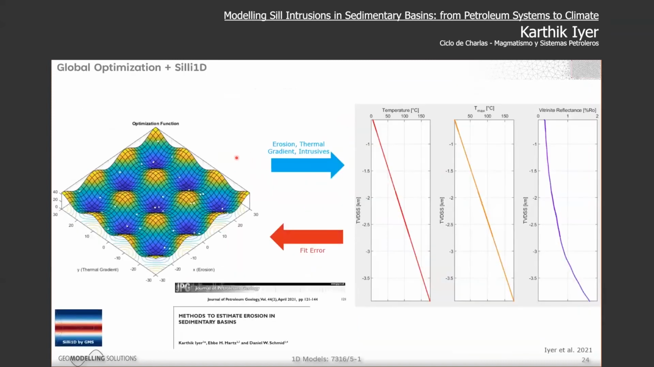And in order to do that, we combine the sill tool with a global optimization function to be more precise. What this does is it takes in various inputs. So our inputs for the sill model are erosion, the paleothermal gradient, and anything associated with intrusives such as emplacement timing and emplacement temperature. These are variables we don't really know, and we can't possibly test out all combinations by hand to best match the Retronite reflectance we observed there.